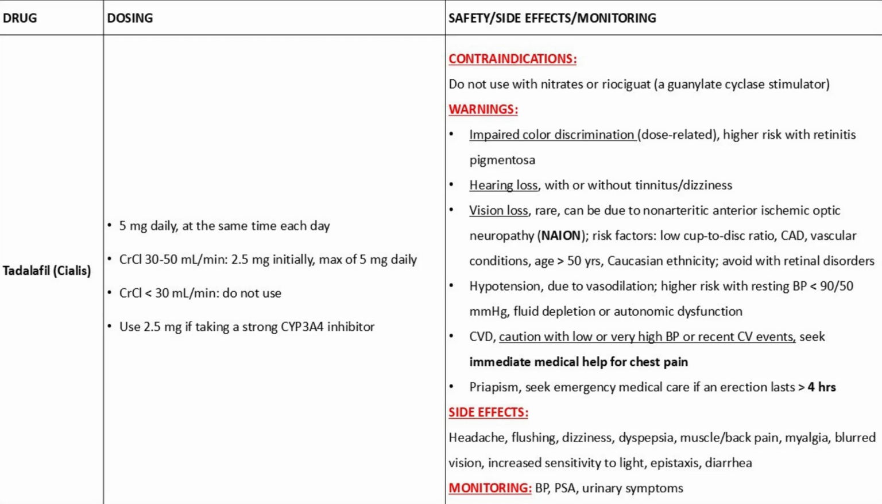And for the patient with moderate kidney impairment, where creatinine clearance is 30 to 50 ml per minute, start at 2.5 milligrams with a maximum of 5 milligrams daily. For severe impairment, creatinine clearance less than 30 ml per minute, do not use it. If the patient is on strong CYP3A4 inhibitors, use 2.5 milligrams of Tadalafil only.